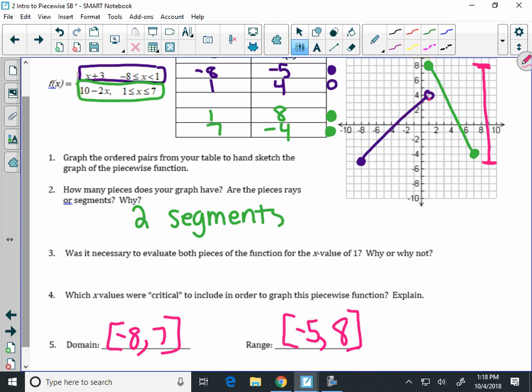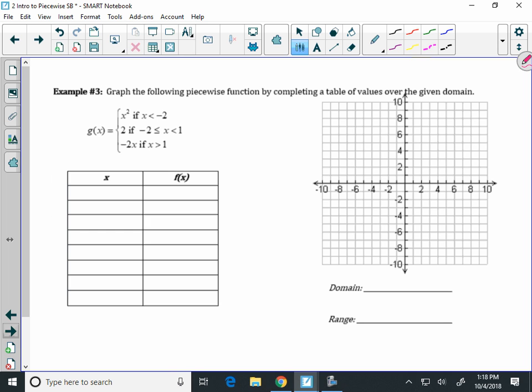All right. Now this last one. How many equations are there? 3. How many pieces are going to be on your graph? 3. Now, let's talk about each one. X squared, is that a straight line or a parabola? A parabola. So if it's a parabola, how many points at a minimum do you have to put on your table? You need at least 3.